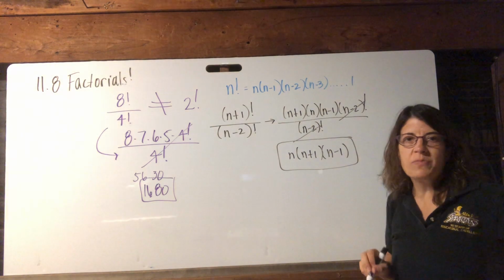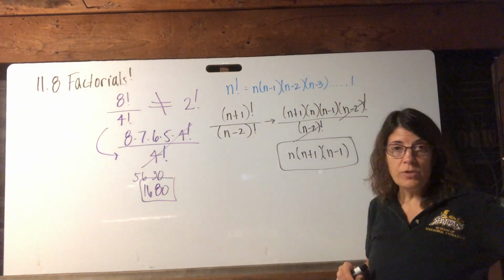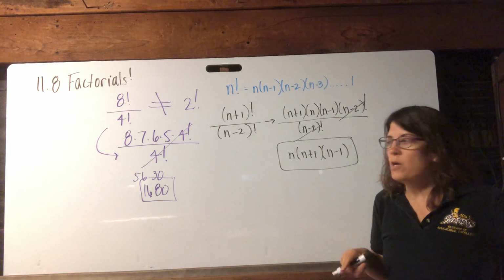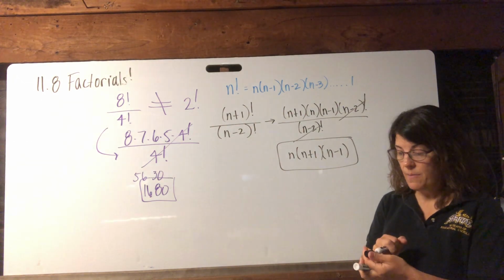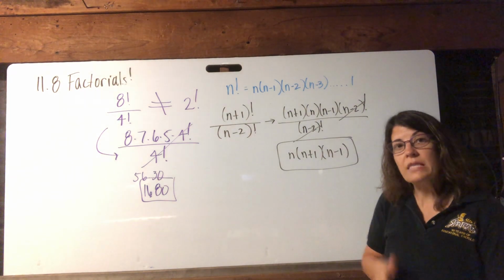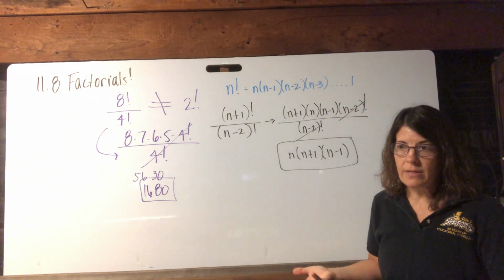Do you need to multiply that out? No. Is it wrong if you do? No. But I've said this before, why do more work than you have to? One more chance to make a careless mistake. Okay, so that's factorials, and we're going to use those in probability.